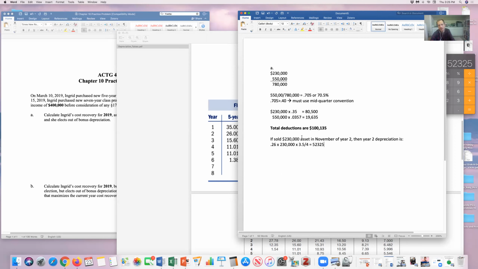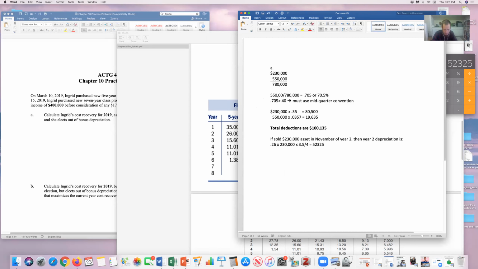Once again, that's not in the written problem. I'm trying to use this problem to cover all the tricky things that come up in chapter 10. Those are the hardest things with regular MACRS, just knowing if you have to use mid-quarter and applying the convention yourself if you sell an asset early. There are lots of other good examples of that in the slides.